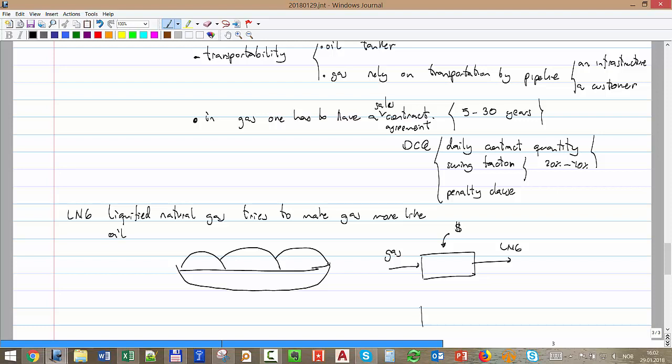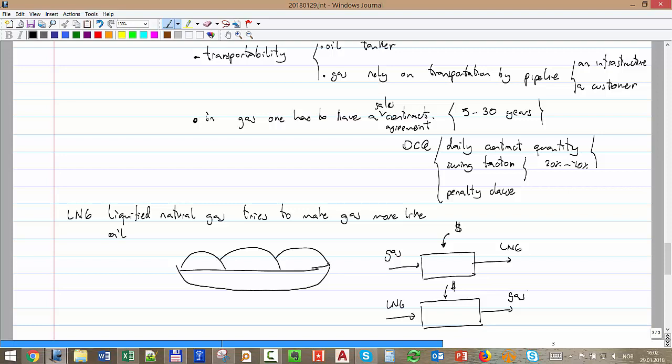And then you have to have the opposite, which is also extremely challenging and extremely costly: you have to take this LNG and re-vaporize it again to transport it as gas. Okay, so you have to have the LNG plant and the LNG terminal to receive that product.